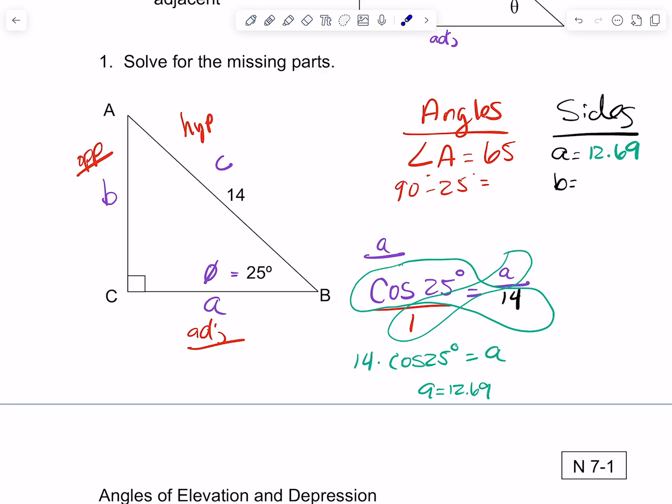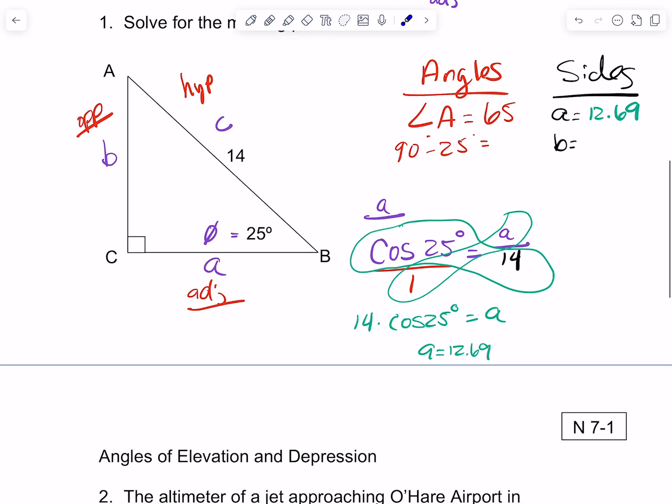To find B, I still want to use the 14 because I know that that's what's given to me. What if this was wrong? What if your answer was wrong? And then you use this number to get this answer, you're going to get 2 answers wrong. So I'm going to use the 14 and the 25 because I know that at least that covers not making 2 mistakes. So this time, we're going to focus on finding B.